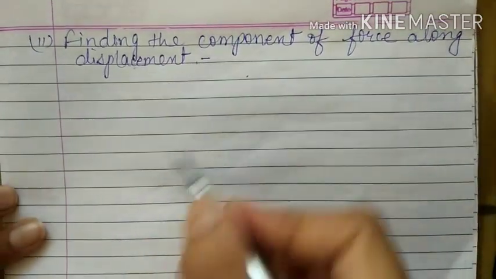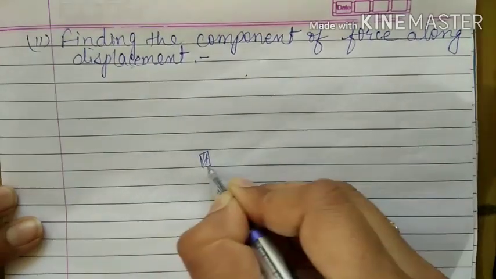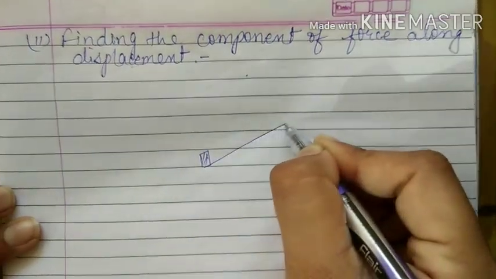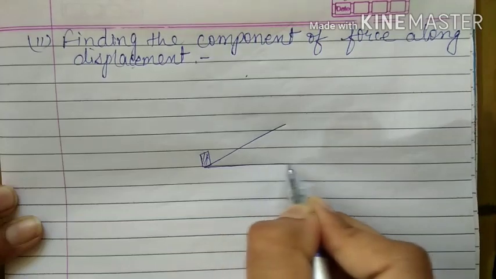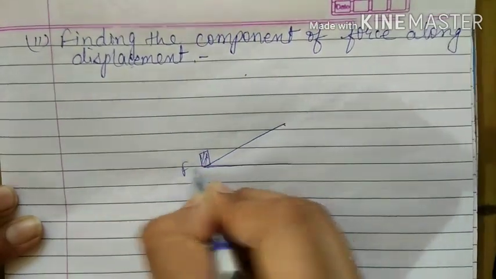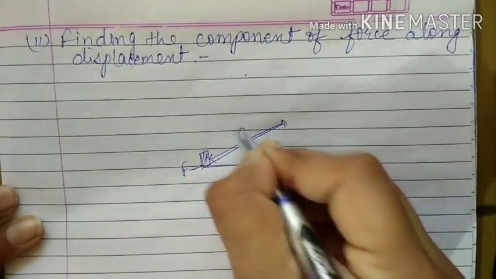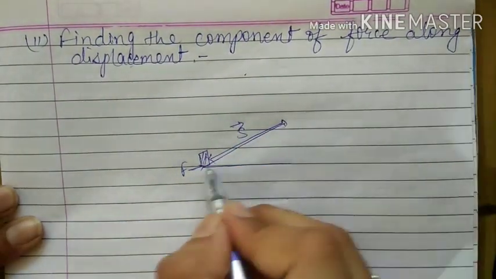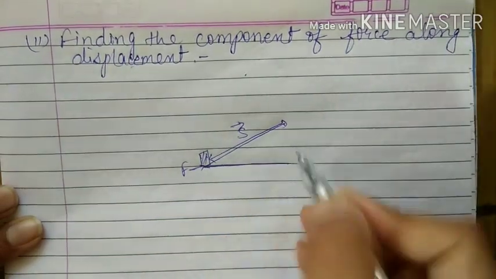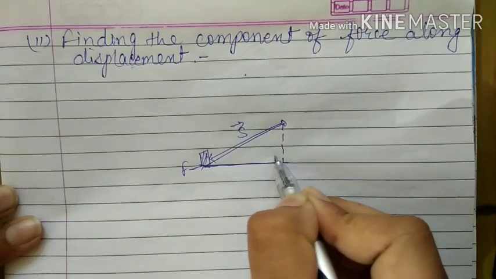Same diagram we will draw. We have taken one object and we have applied a force. Because of that force, the object is moving in this direction, and this is force. And this is displacement again, that is S. This is displacement. All right, this is force. This was our previous diagram which we used in the first method.